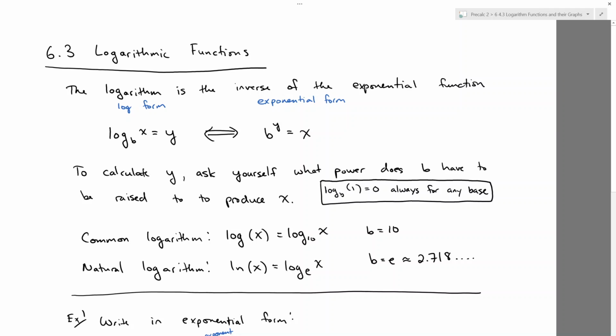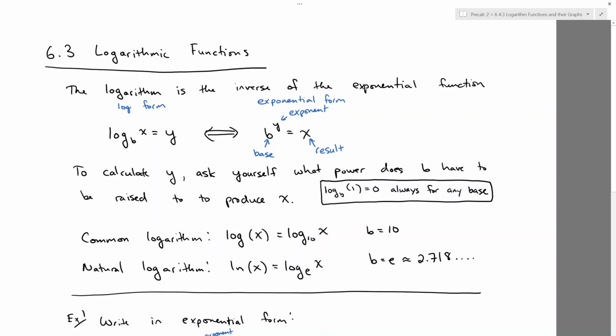So let's break down the different parts of logarithms and exponents. In exponential form, the number at the bottom is called the base. The number up here is called the exponent. And when you raise b to the y power and obtain x, x is the result of that calculation.